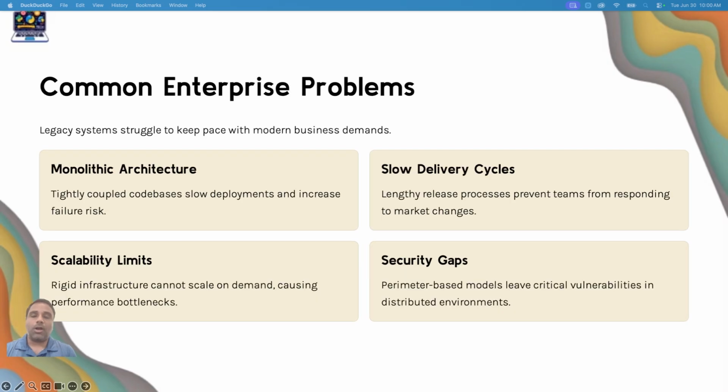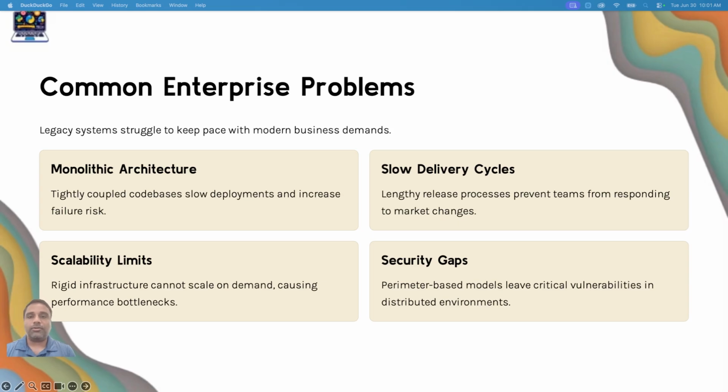Let's look at some of the common enterprise problems as organizations embark on this journey. The first thing is the monolith architecture. You have tightly coupled code bases where a change in one module means retesting and redeploying the entire application. A single bug can cascade and take everything down.